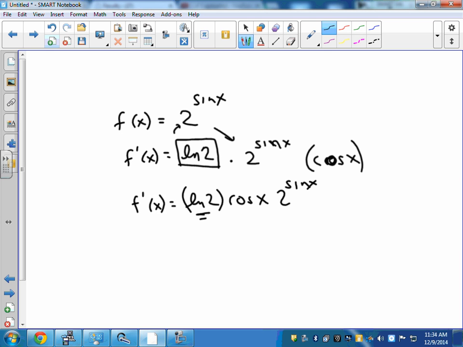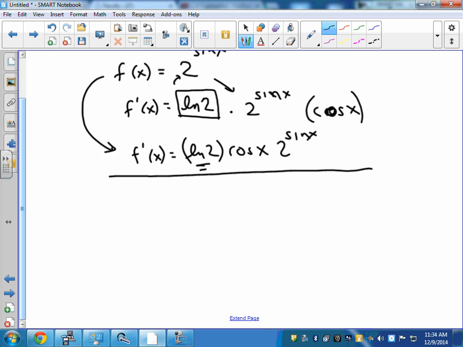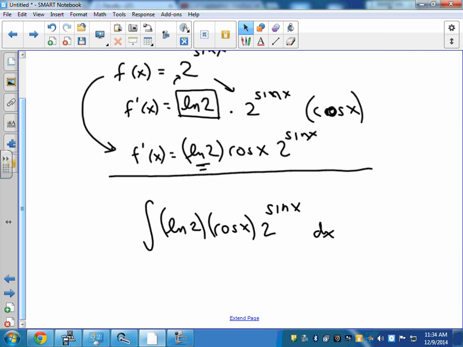Which brings up an interesting question. Suppose I gave you this as a problem, and you gave me that as an answer, and then I gave you this: what is the antiderivative of the natural log of 2 times the cosine of x times 2 to the sine of x dx? Now, this is a horrendous looking integral, and we have no techniques. We have no techniques for finding antiderivatives of a product. There is no product rule. And yet you now know the answer.